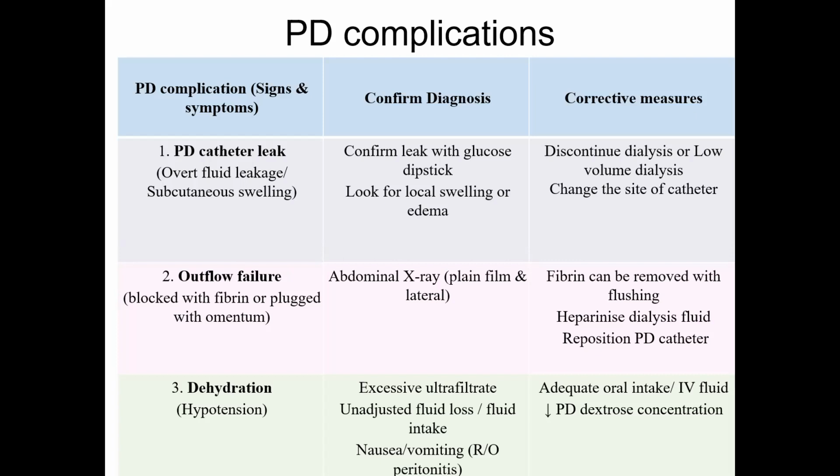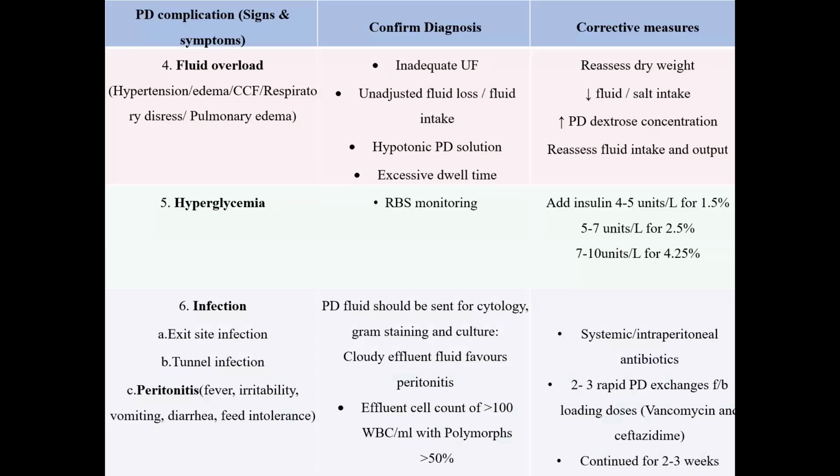Third, in case of dehydration, it can be confirmed by checking if there is excessive fluid loss or unadjusted fluid intake, or we have to look for nausea and vomiting to rule out peritonitis. For this, we have to ensure adequate oral intake and infuse IV fluid, and we can also decrease PD dextrose concentration so as to decrease ultrafiltrate.